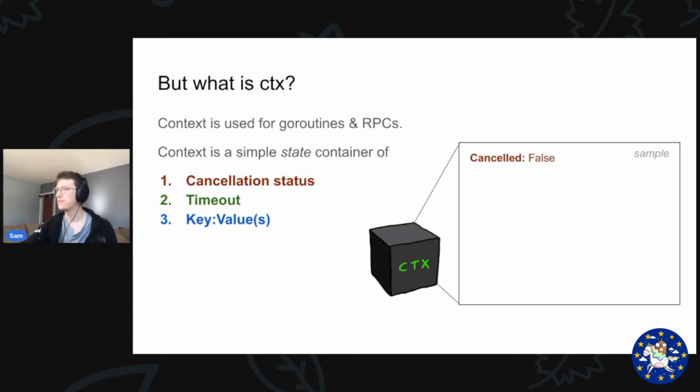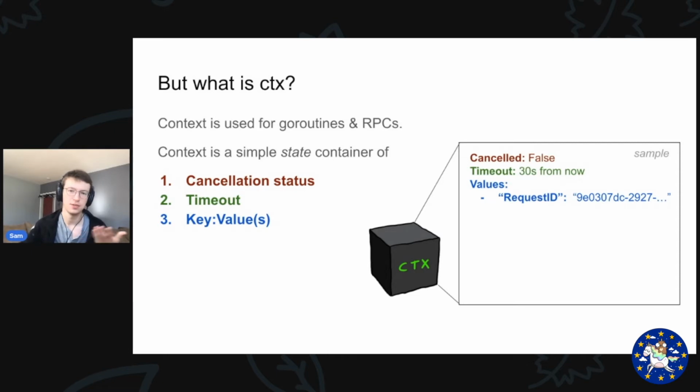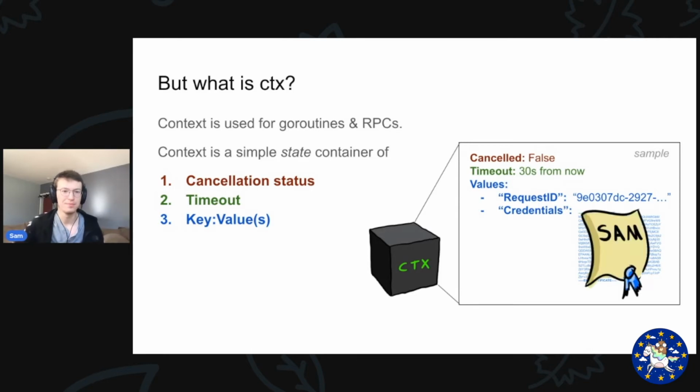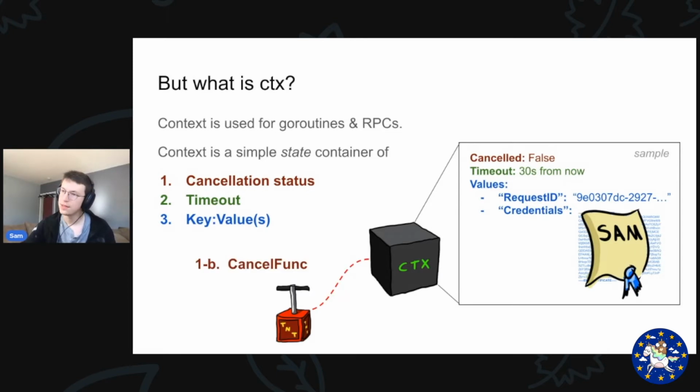Looking at a super quick example, this pretend context is not canceled. It's timing out in 30 seconds from now, and it's got some key value pairs in it. Maybe a request ID is a string and a UUID is another string, or credentials, which could point to some PEM-encoded byte blob, which is like a certificate for me, Sam, hypothetically, with my credentials. And the last thing about a context object is that the creator of a context object can get this cancellation function that we'll talk more about later. Basically they can call that function, as in press this TNT plunger, and it will immediately mark that context as canceled regardless of the timeout. We'll go into that in a few slides.